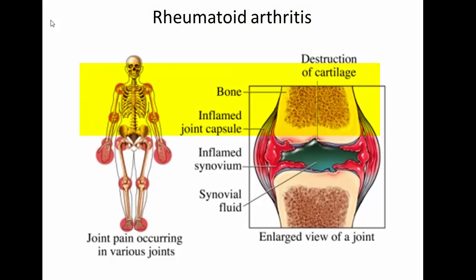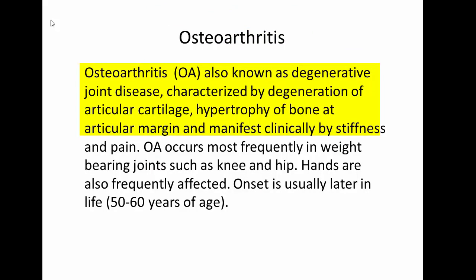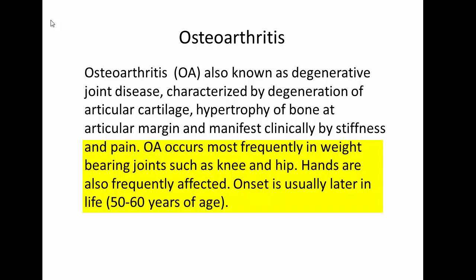Osteoarthritis. Osteoarthritis, OA, also known as degenerative joint disease, is characterized by degeneration of articular cartilage, hypertrophy of bone at articular margin and manifests clinically by stiffness and pain. OA occurs most frequently in weight-bearing joints such as knee and hip. Hands are also frequently affected. Onset is usually later in life, 50 to 60 years of age.